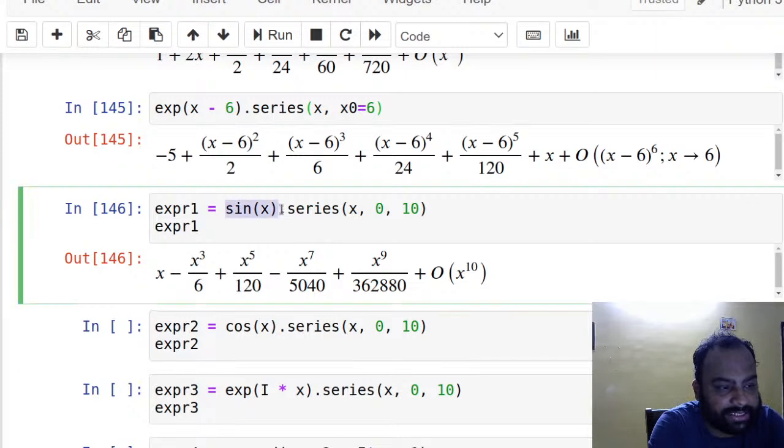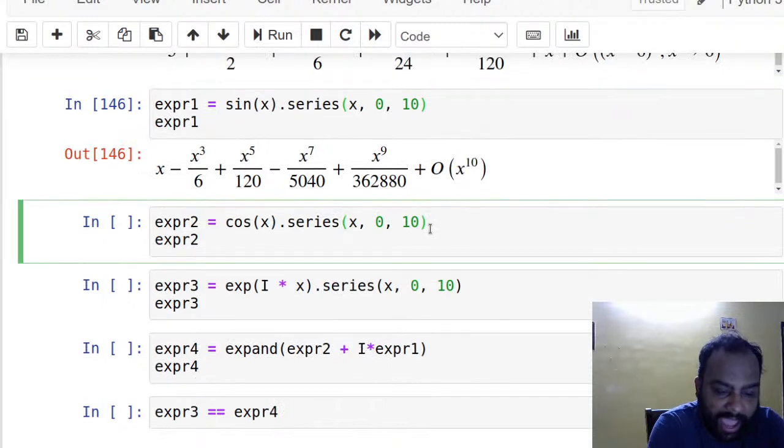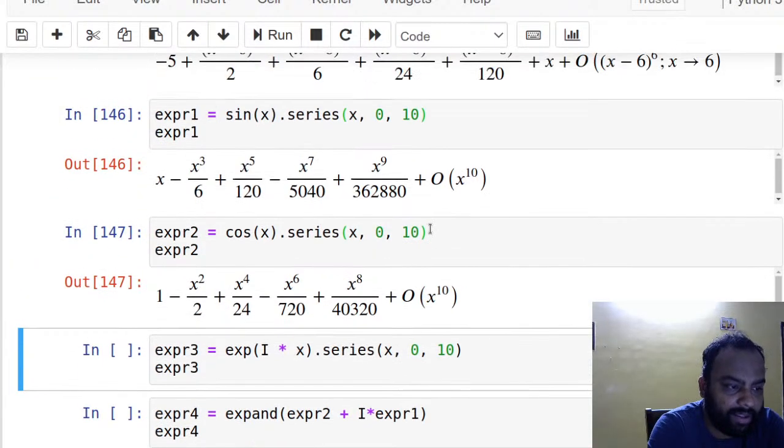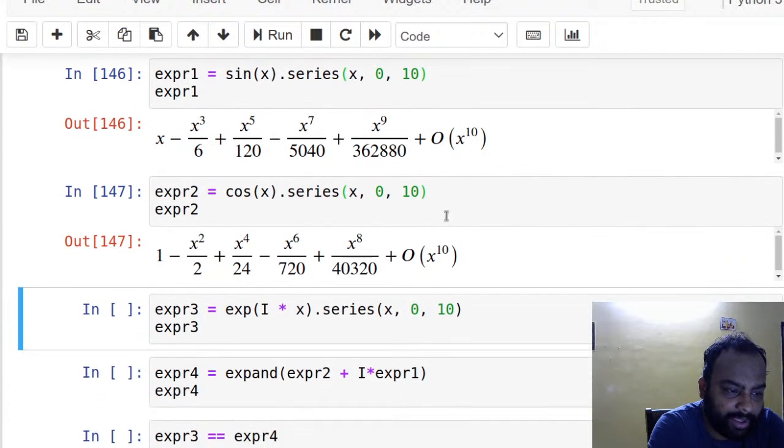So this is the SymPy function sine x, and on top of that I can call a method, the series expansion, about x equal to 0 and up to a point where the remainder is of order 10. I can do that. I can expand the cosine series, for example. So this is the expansion for sine x, this is the expansion for cosine x.